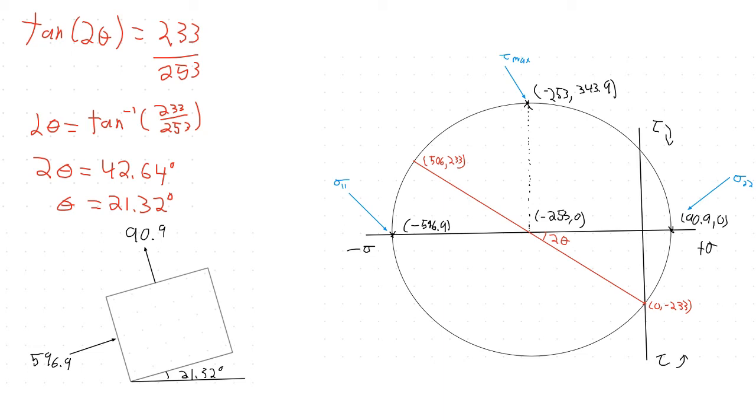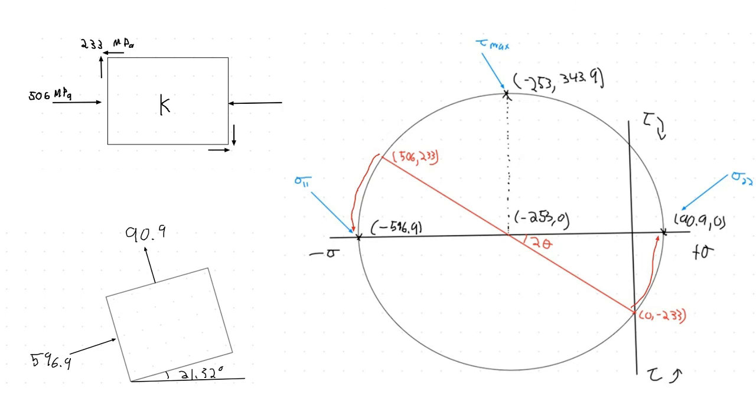A question I often get is, how do we know which side is going to have which principal axis? How do we know that the top one is going to have 90.9 and the one on the left is going to have 596.9? I explain this with this kind of diagram. If we look at the point on the left, our original 506, 233, we have to rotate it down the amount of 2 theta to get down to negative 596.9. That's that same point. That is that same side of our element K on the top left.